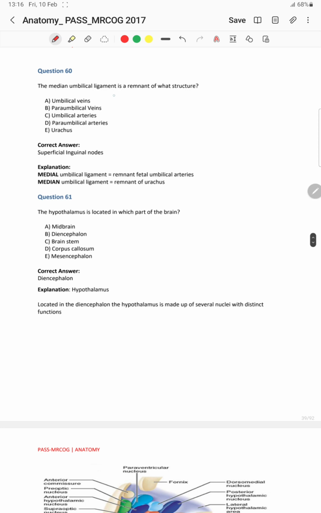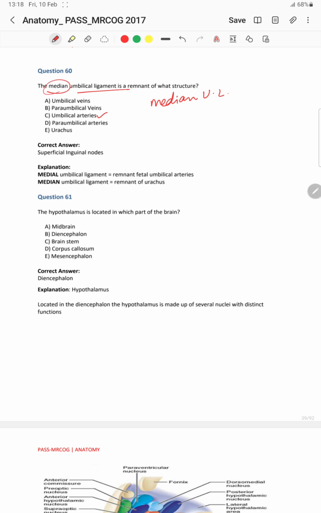Next question. The median umbilical ligament is a remnant of what structure? Here they have asked that the median umbilical ligament in the adult life is a remnant of which fetal structure? It is a remnant from the umbilical arteries. Sorry, it is not from the umbilical arteries, it is from the urachus.